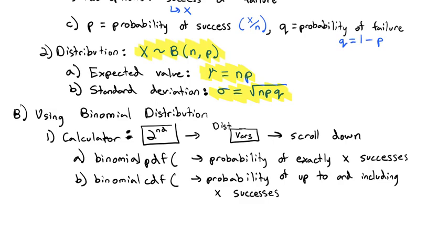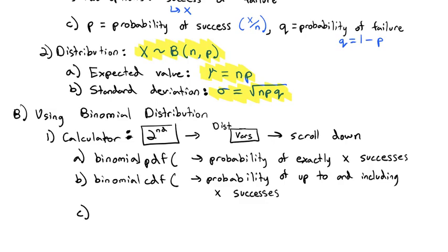In other words, with the CDF, if I'm interested in the number 3, if I want 3 successes, the PDF will tell me exactly 3 successes. The CDF will tell me what's the total probability of 3, 2, 1, or 0 successes, all the probabilities up to and including that number.